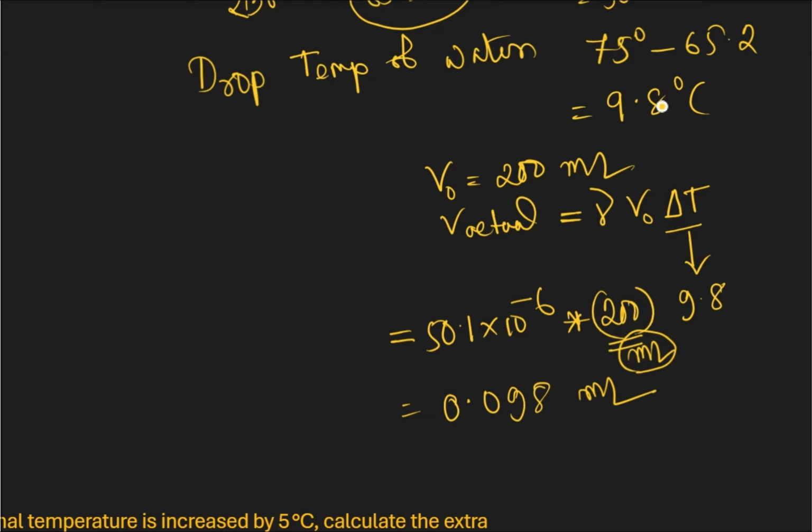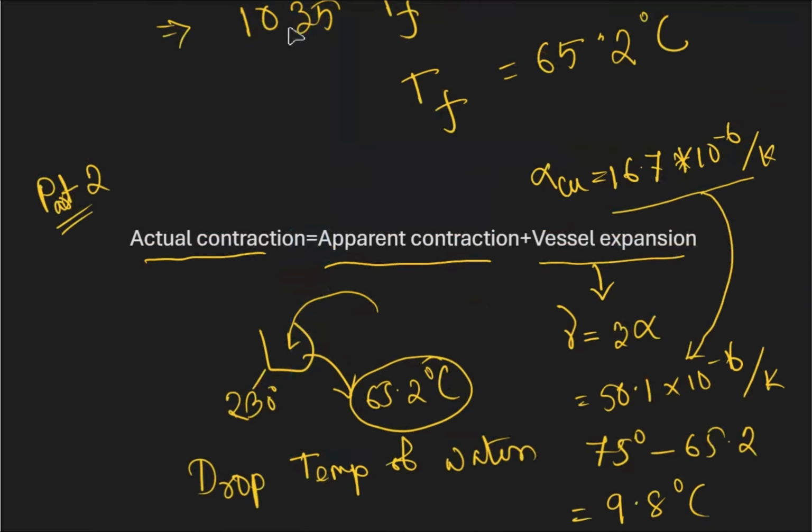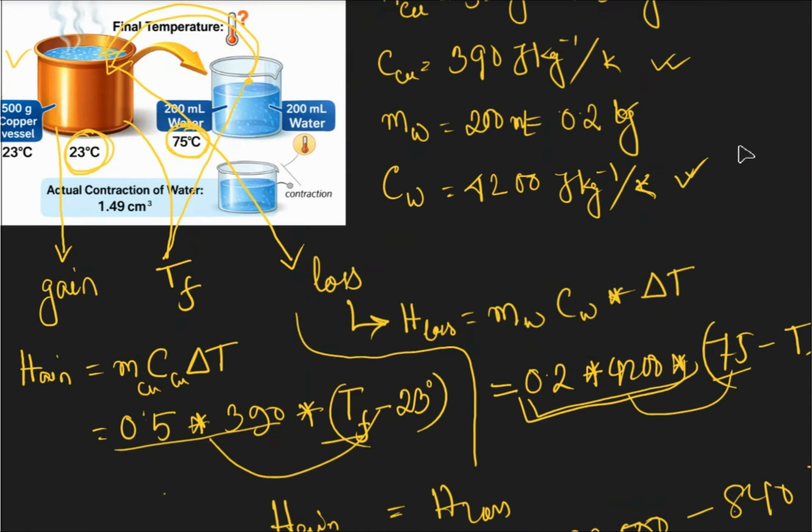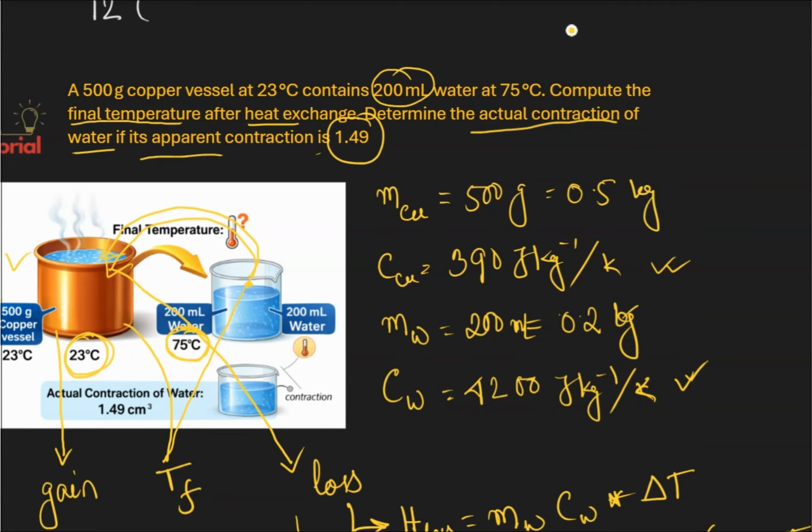So we have the total amount of the actual contraction of water, that is 0.098 milliliter, right? So what was the main formula? The actual contraction means the apparent contraction, which is given in the question, that is 1.49 milliliter. Remember, let's check the question. That was 1.49 milliliter.